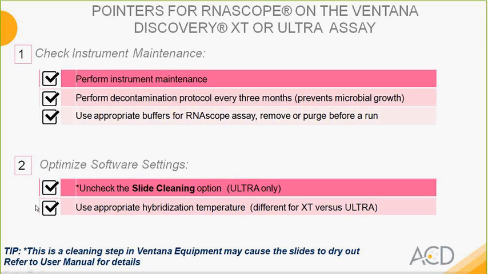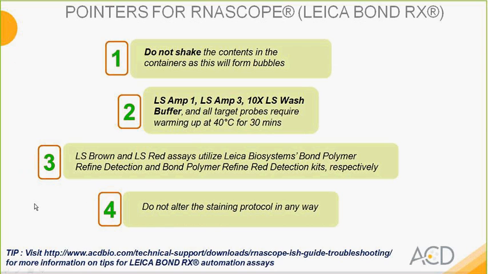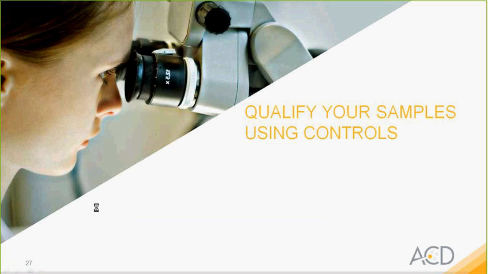We also recommend that you use the appropriate hybridization temperature applicable to XT and Ultra systems. For the Leica BOND RX system, we recommend that you do not shake the contents in the containers, as this will form bubbles. We also recommend that you warm the following reagents: LS AMP1, AMP3, and the wash buffer. Also take note of the reagents that you need for each of the LS assay systems, and do not alter the staining protocol in any way.